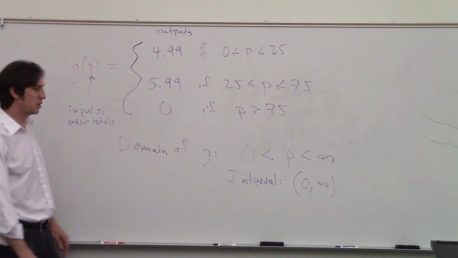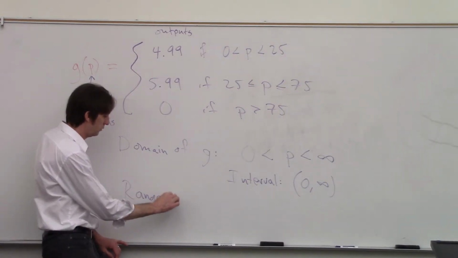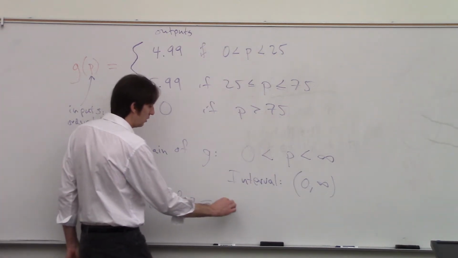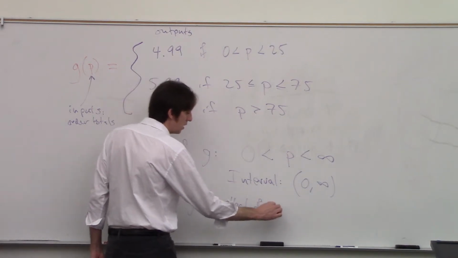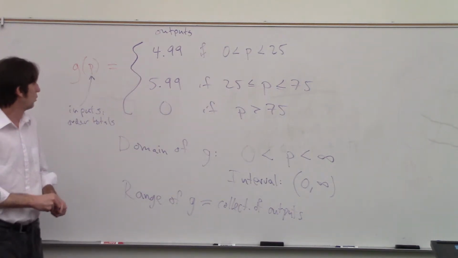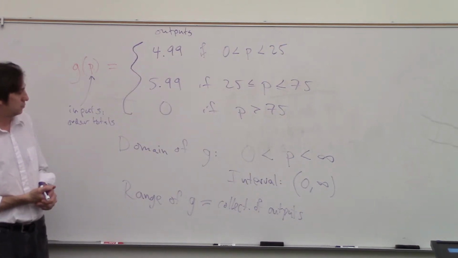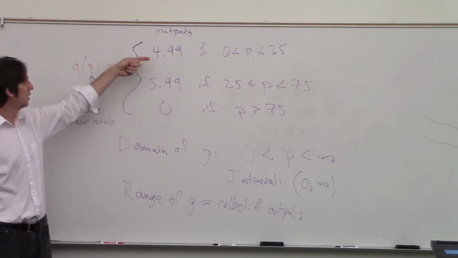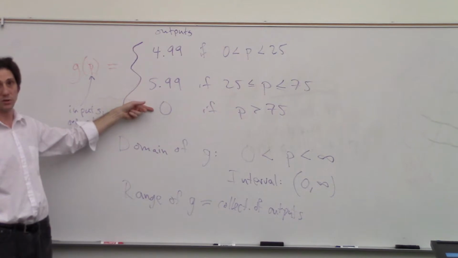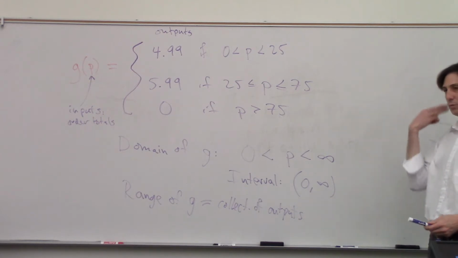The other question from the statement of the problem is to write the range, or what is the range of g? We know that the range of a function is the collection of all possible outputs, and so what sort of outputs can I get? In other words, what sort of shipping costs can I get? Well, there are only 3 options. I can be charged $4.99 in shipping, $5.99 in shipping, or 0 in shipping. So my range just consists of those 3 possible values.